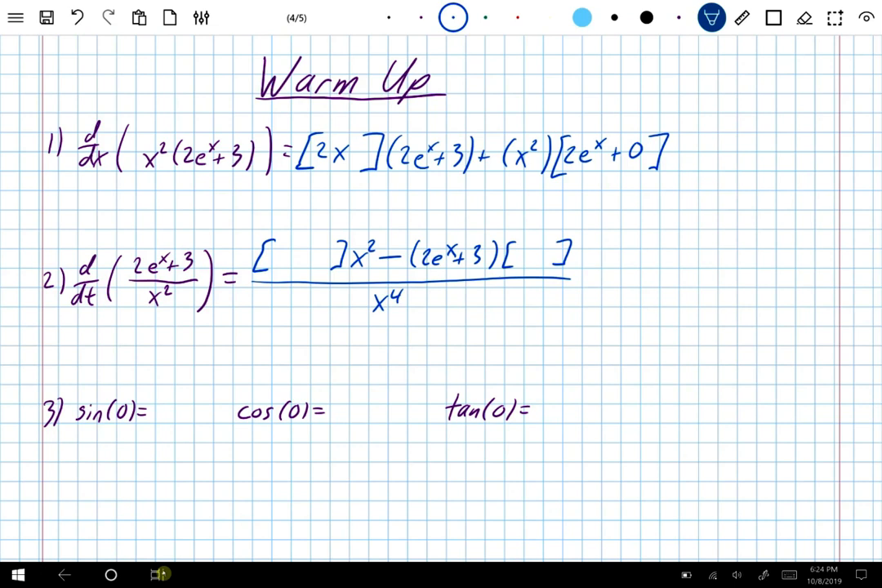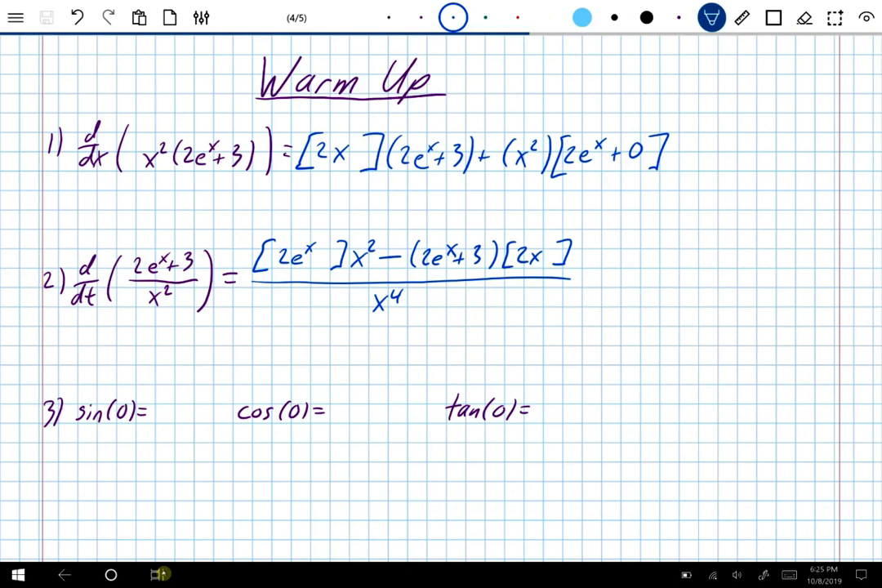All right, so this one, again, on top looks like it's just 2e to the x. That 3 goes to a 0 again, and the derivative of the bottom is just 2x. Okay, we've got some trigonometry coming up, which is why I thought I'd start nice and easy, trying to get you to remember some things.